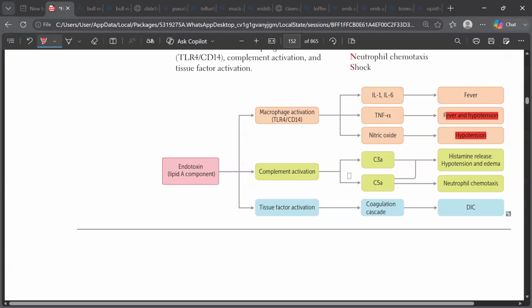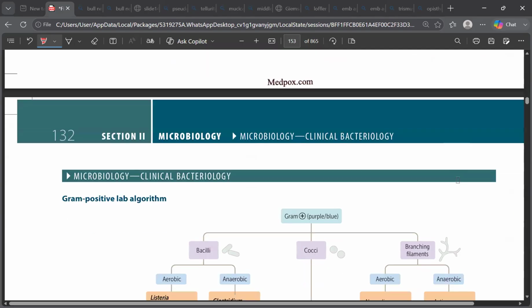Then it causes complement activation of C3A and C5A, and C5A also activates C3A, and this causes histamine release. And the histamine release is accompanied by hypotension and edema. And C5A also causes neutrophil chemotaxis. Then it causes tissue factor activation that causes the coagulation cascade and DIC again. So there's going to be fever, lots of hypotension, neutrophil chemotaxis, and DIC.